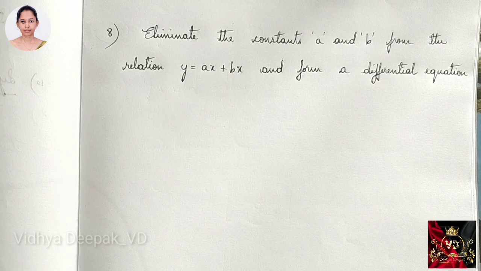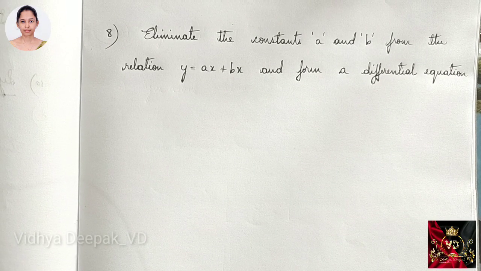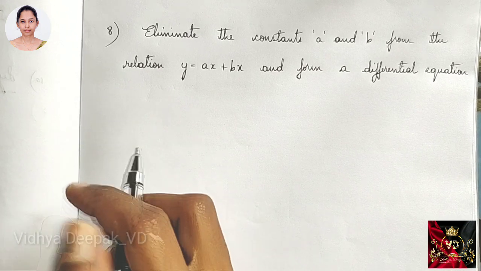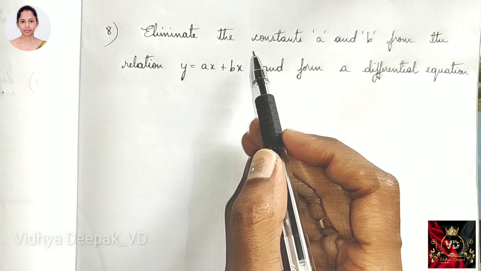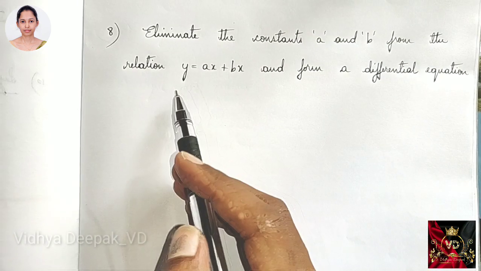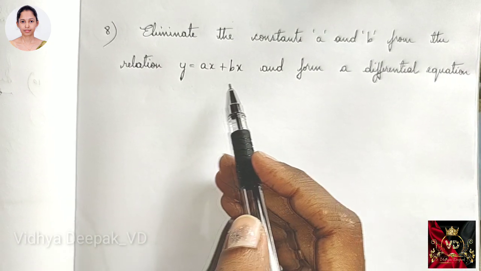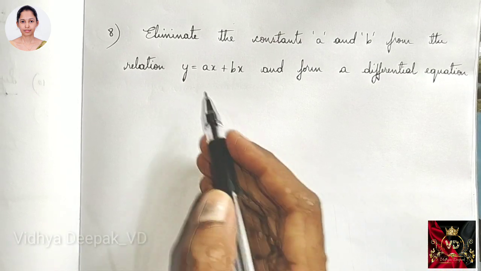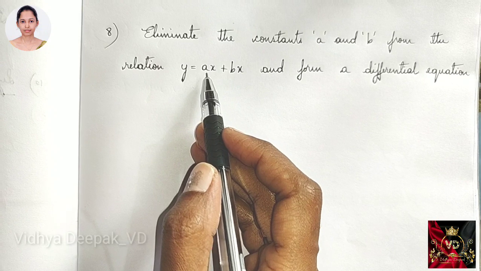Good morning, everyone. We are continuing with the topic elimination of arbitrary constants. So let us check this problem out. Eliminate the constants a and b from the relation y is equal to ax plus bx square and form a differential equation. So we know to eliminate the arbitrary constant.